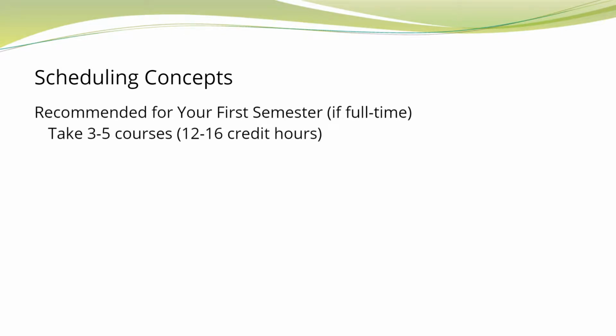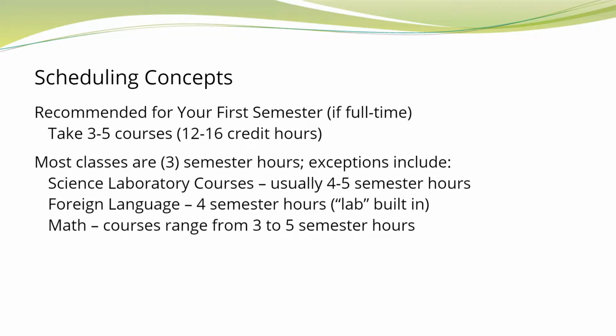Now let's look at some scheduling concepts that will help you figure out your class schedule. It's recommended for your first semester, if you wish to be full-time, to take anywhere from 3 to 5 classes, which is about 12 to 16 hours. Remember, to be a full-time student, you only need to take 12 credits. Most classes are 3 semester hours, with the exception of laboratory science, which is usually about 4 to 5 hours, foreign language at 4 semester hours, and math can range anywhere from 3 to 5 semester hours.